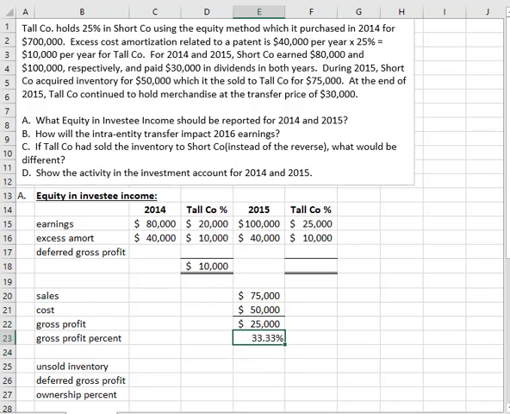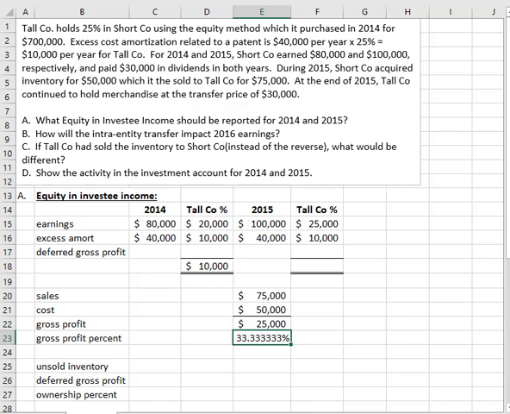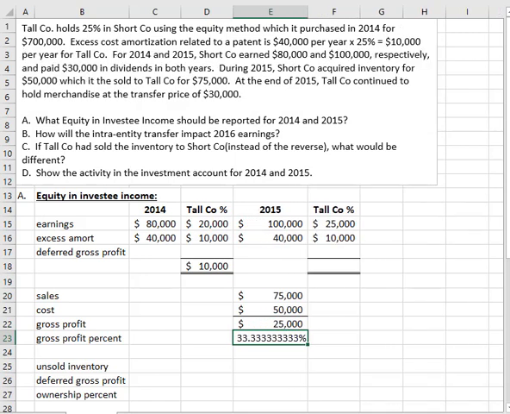And so that's 333 repeating, so Excel doesn't round. Even though it's only displaying 2 decimal places, it contains the whole amount. It goes on and on, even though it's displaying just 2. So if you round, you might get a slightly different number. Okay, now that percent goes to unsold.